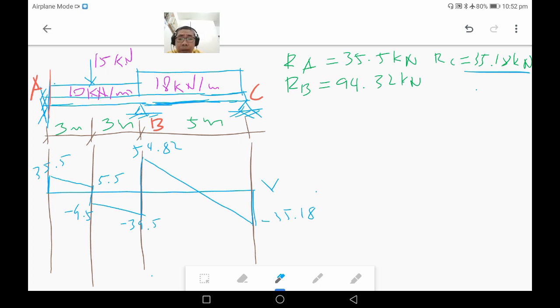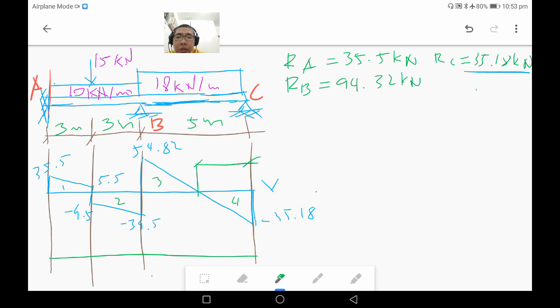And then, let us draw the moment diagram. Siguro somewhere dito. Pwede na yan, no? Then, area method, no? Area 1, area 2, area 3, area 4. Pero hindi pa natin alam to.